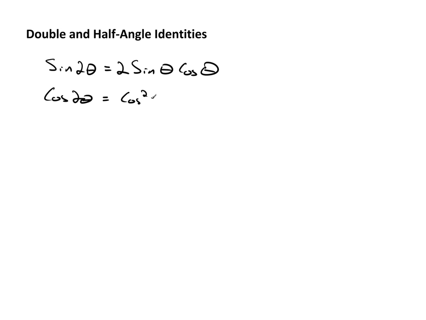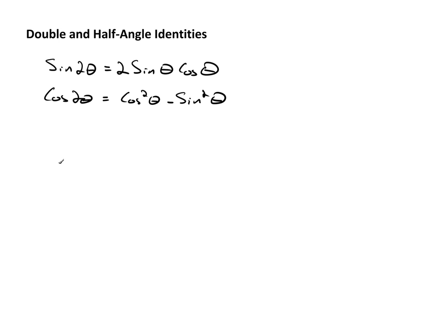Double and half angle identities. There's a couple of them that pop up an awful lot. Here's one that you will see quite a bit. Sine of 2 theta can be written as 2 times sine theta cosine theta. This does pop up every now and then. And then, of course, you have cosine of 2 theta, which you can write as cosine squared theta minus sine squared theta.